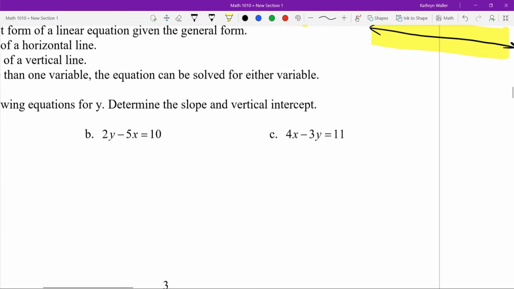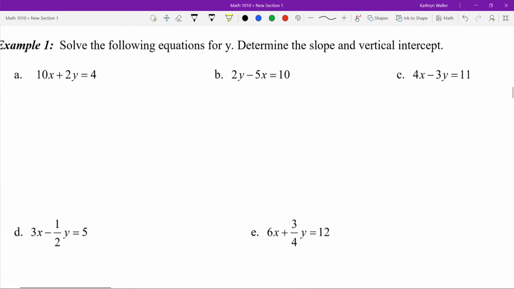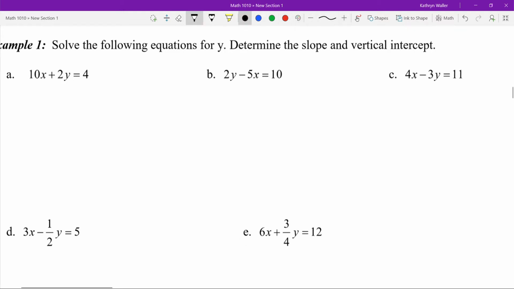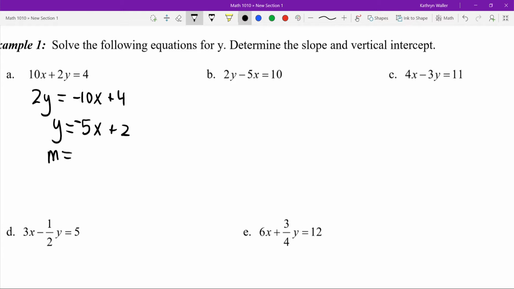Thank you. Okay. Solve these equations for y, determine the slope and the y-intercept. So these are going to be easy. Okay. So on this guy right here, bring your 10x over. So you have 2y equals negative 10x plus 4. Please don't write 4 minus 10x. It's right, but it will confuse you. Okay. Divide everything by 2, and you get y equals negative 5x plus 2. So the slope is a negative 5, and your b is a 2. Okay, that's it. Let's do the next one.